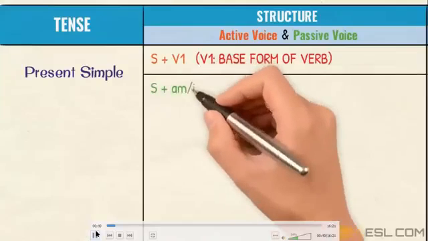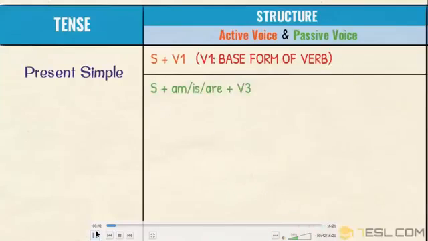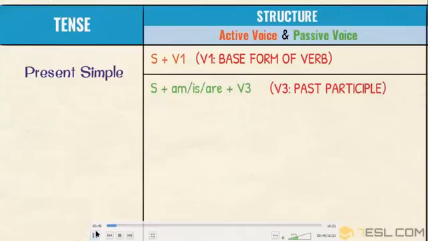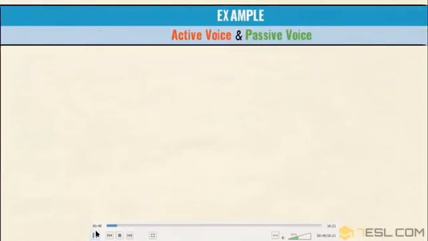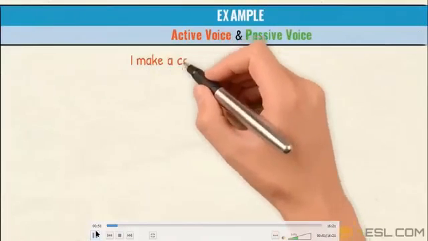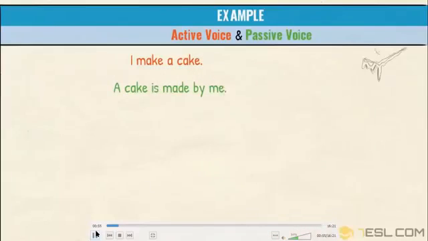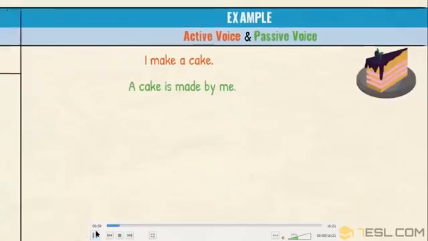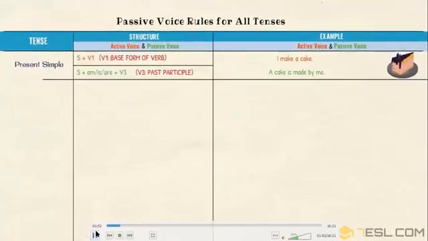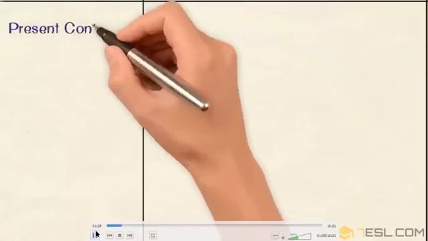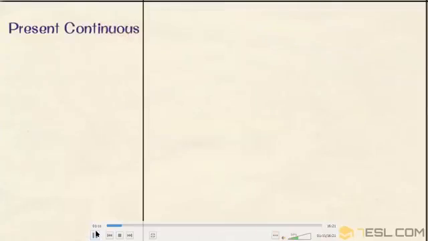subject plus first form of the verb. Passive: subject plus am, is, are plus third form of the verb, which is the past participle. Now the sentence is, I make a cake. A cake is made by me. That is the passive voice. You see, the structure is subject plus am, is, are. A cake is made by me.